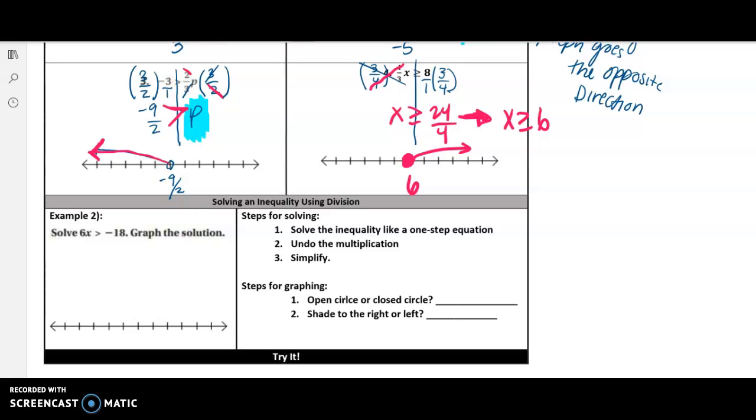Over here we have 4/3 times x is greater than or equal to 8. So again, we multiply by the reciprocal, 3/4. That cancels everything out except my x. And then 3 times 8 gives me 24. 1 times 4 gives me 4. 24 divided by 4 is 6, so it's actually x is greater than or equal to 6. And because x is on the left side, it is pointing to the direction that it needs to go, so it's going to go to the right.